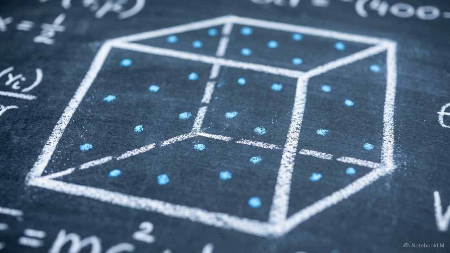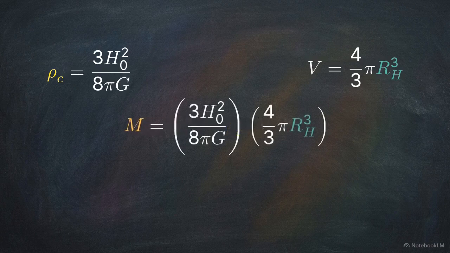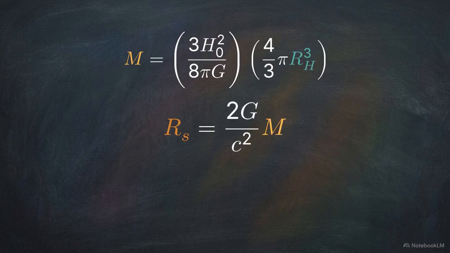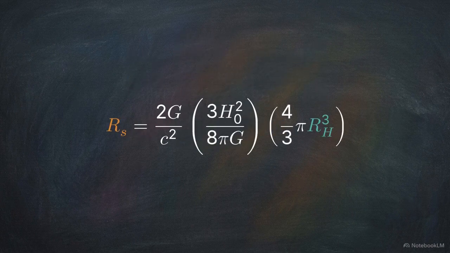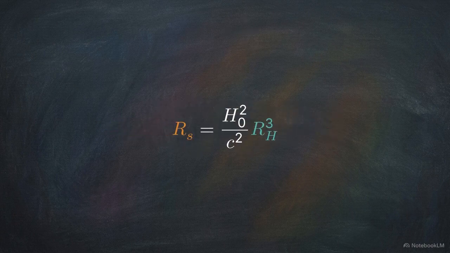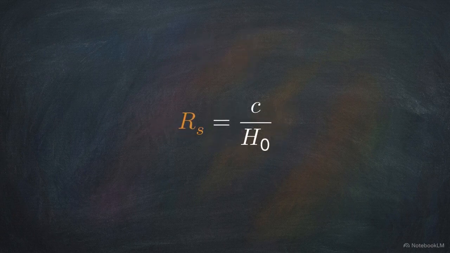In a spatially flat universe, the actual density of all matter and energy matches a specific threshold known as the critical density. The critical density formula is 3 times the Hubble constant squared divided by 8 pi G. We calculate the total mass of the universe by multiplying this critical density by the volume of a sphere with a radius equal to the Hubble length. When we take this mass-energy content and plug it directly into the Schwarzschild equation for an event horizon, the gravitational constant and the complex fractions cancel out, leaving us with a final output of Rs equals c over H0.